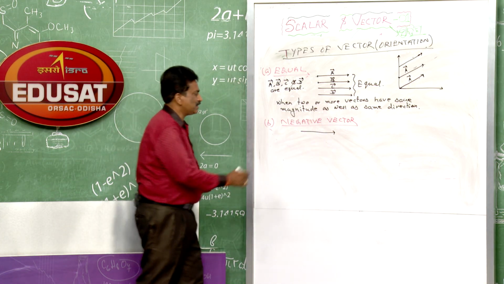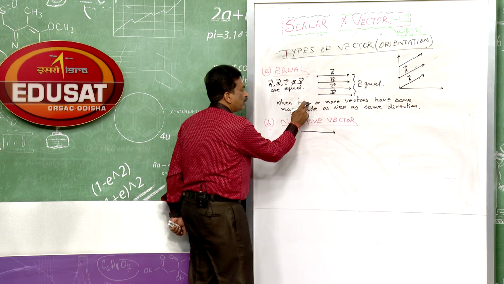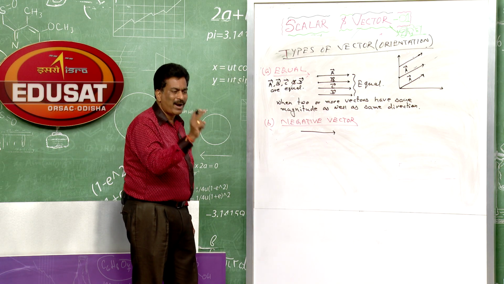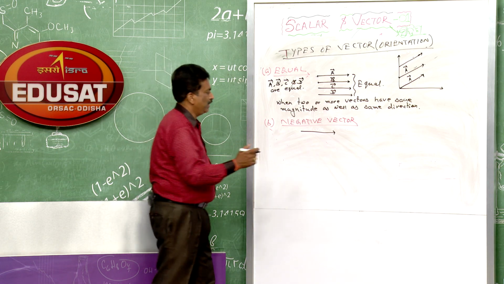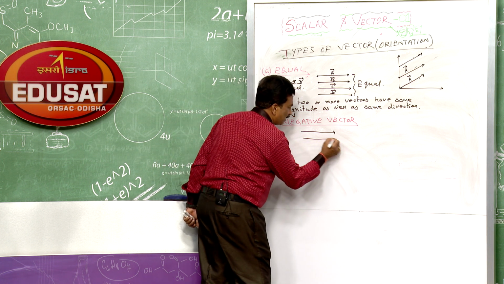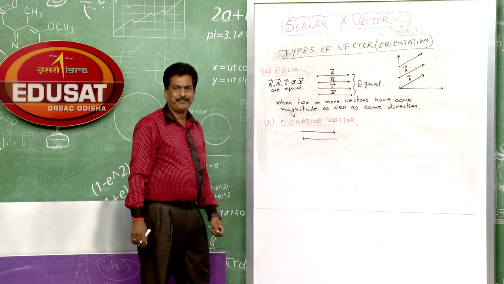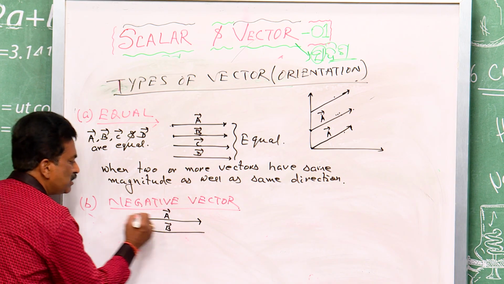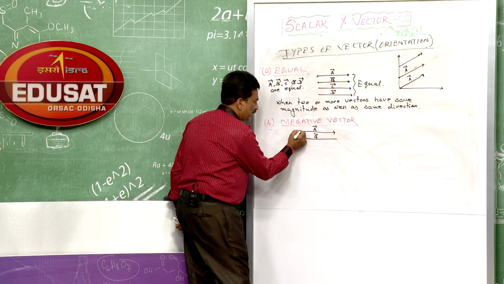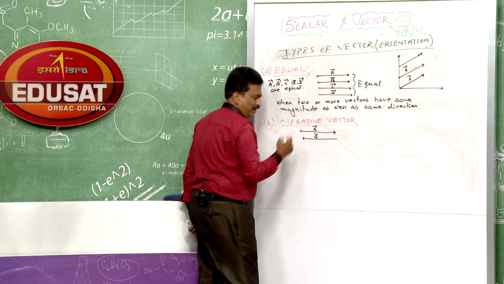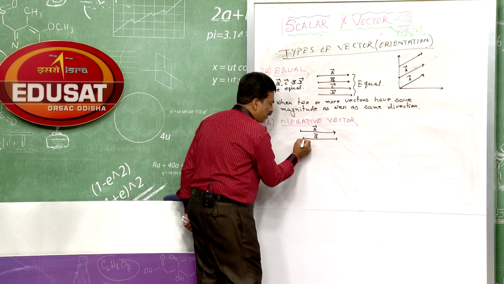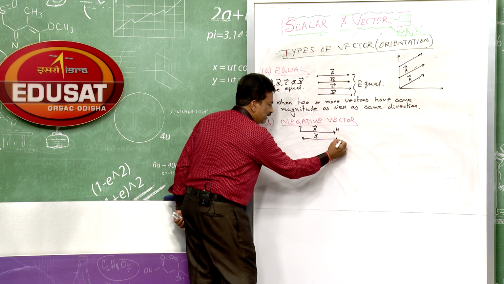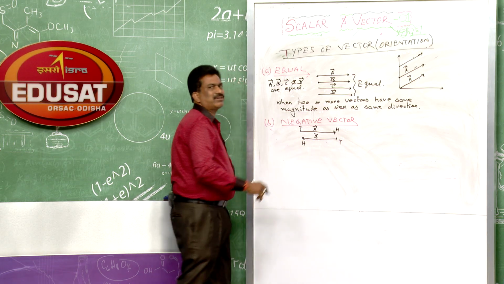So negative means both. For the negative, not two or more, only the two vectors. For the negative, one is compared with the other only. Take another vector likewise: if this vector is A, this vector is B. This vector starts from here and ends here. This vector starts from here, ends here. This is the tail, this is the head, this is the tail, this is the head.